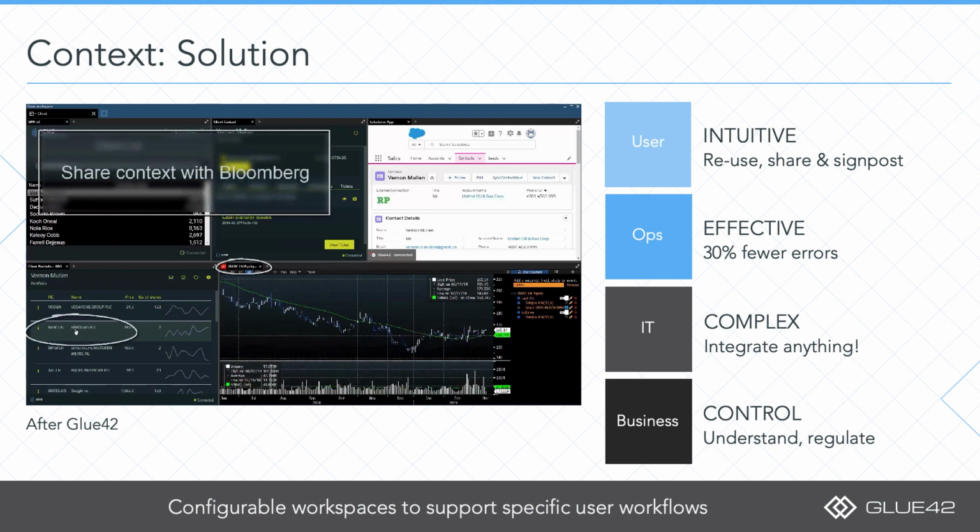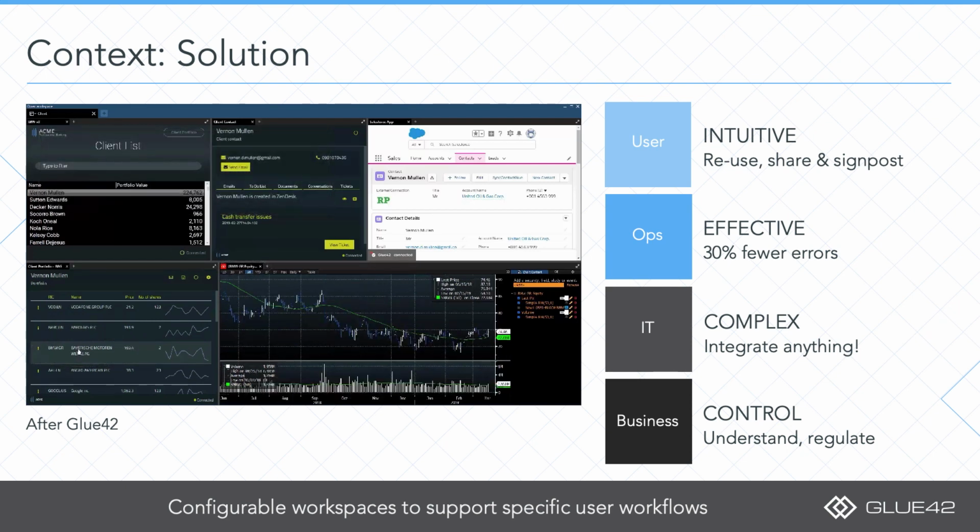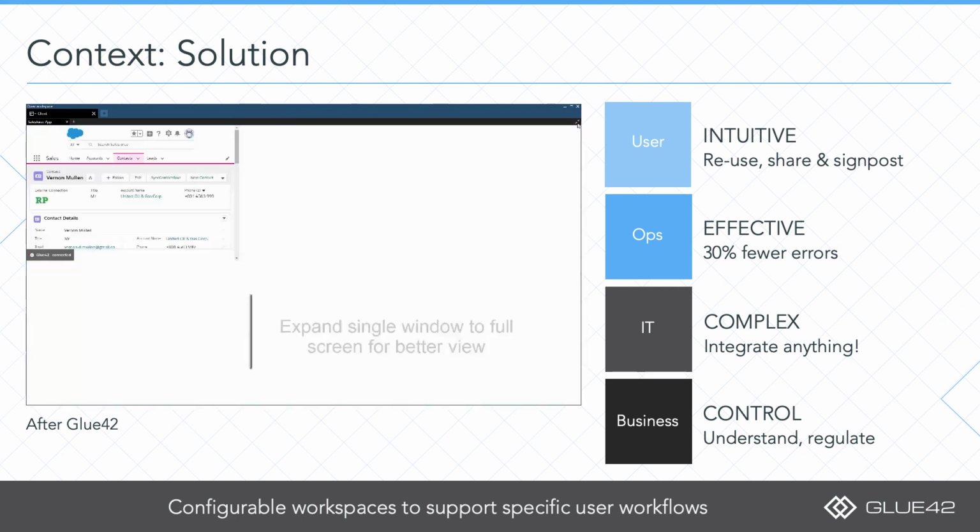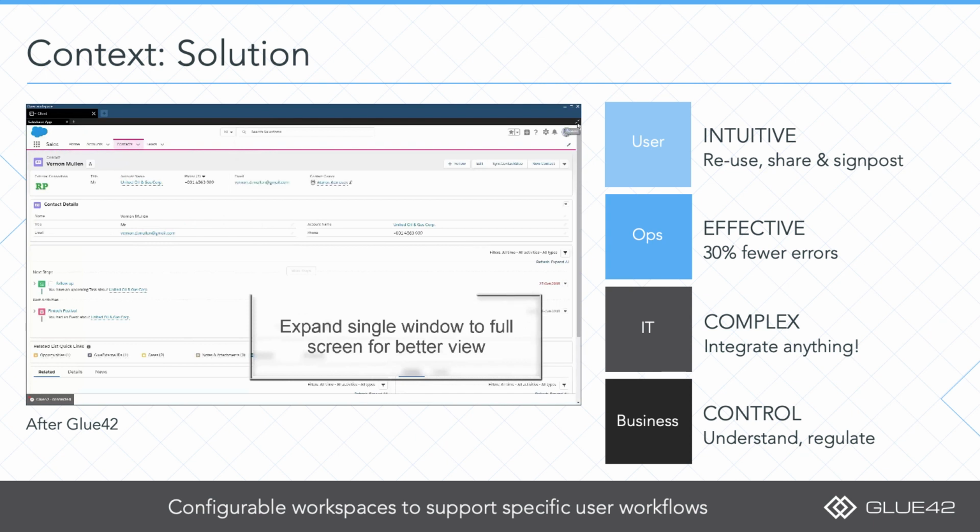Finally, from a business perspective, if you can start to lay out just the right applications at just the right time, then you can begin to exert some influence over the process that the user follows. And to some extent, you can remove the opportunity for errors and make sure that procedures are correctly adopted and that regulatory rules are abided by.